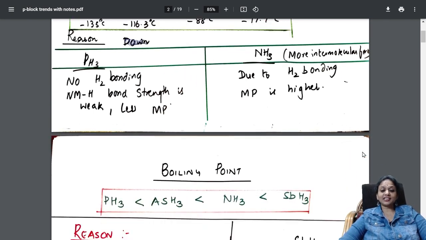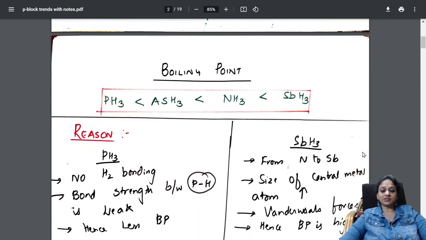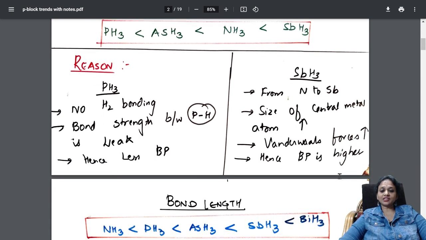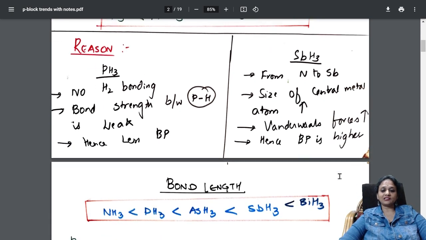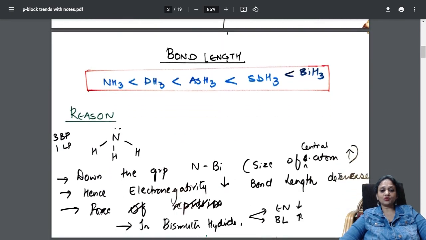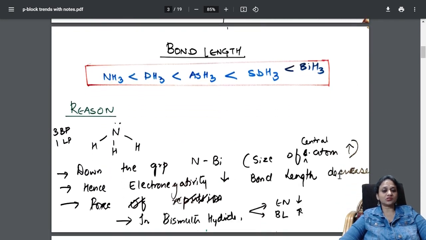All right. And then slowly I took it to the boiling point. Same, I have written the trend and I have written the reason for both. Slowly then I took into the bond length. Bond length trend also is mentioned here, and along with that I have written the reason also.